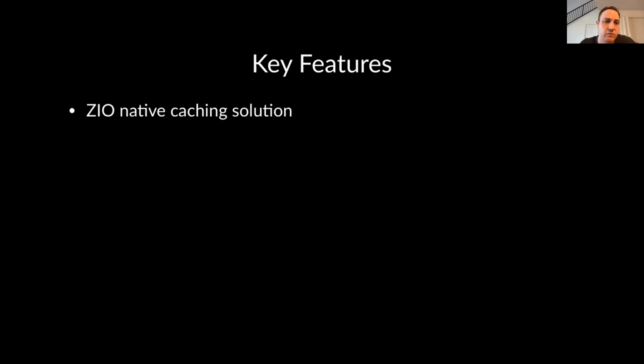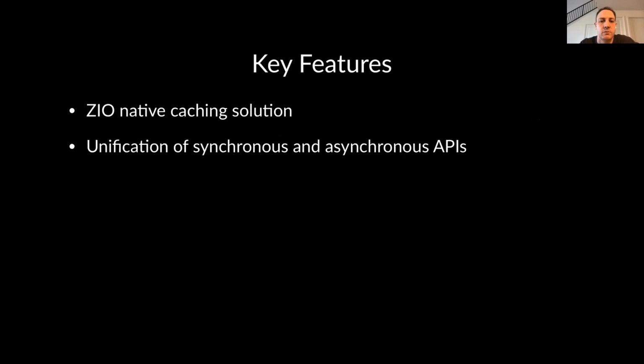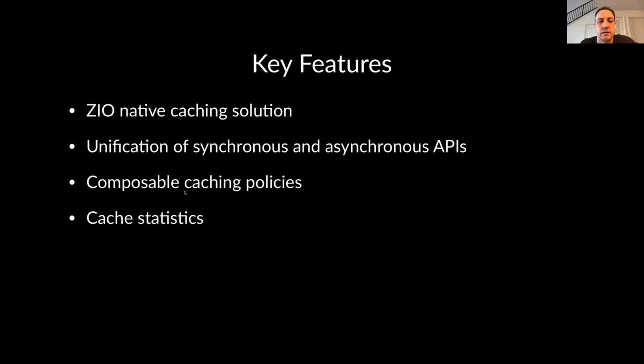So what are the key features we get here? We get that ZIO native caching solution. We get a unification of synchronous and asynchronous APIs. We get composable caching policies. And we get cache statistics.